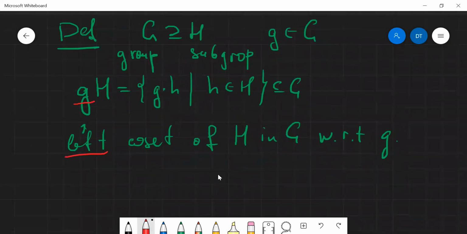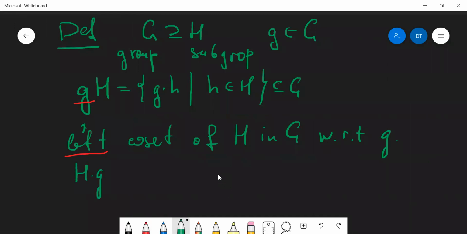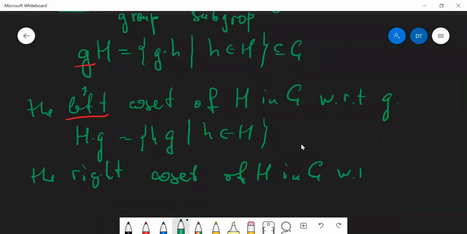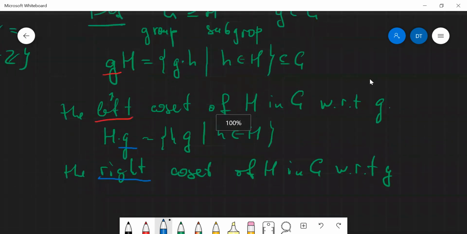In a similar way, we define a right coset as Hg, which consists of all elements of the form hg, where h goes through all the elements of the subgroup, and it's called the right coset of H in G with respect to g. The right here means that the element is on the right in this notation. This is how to remember the definition.